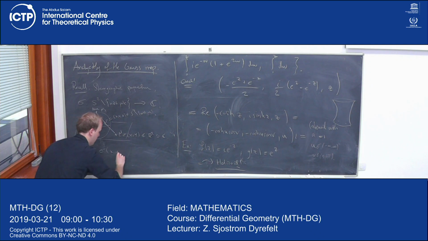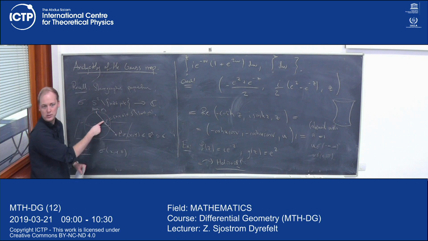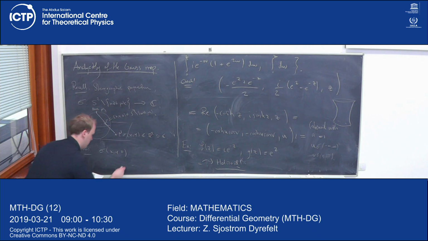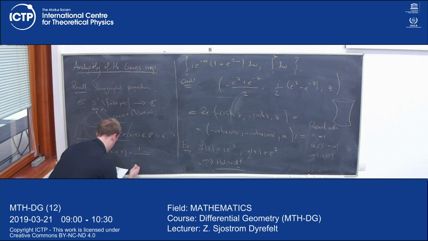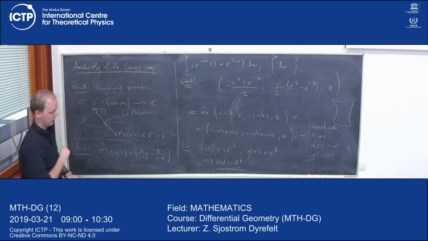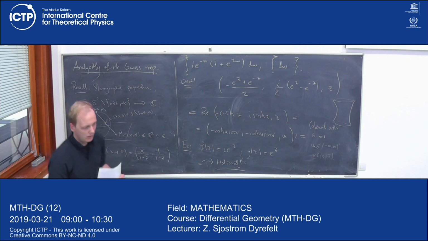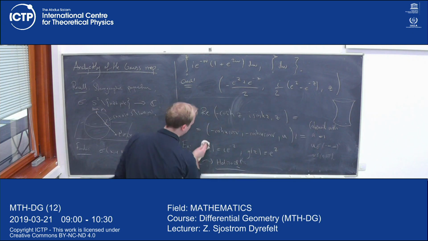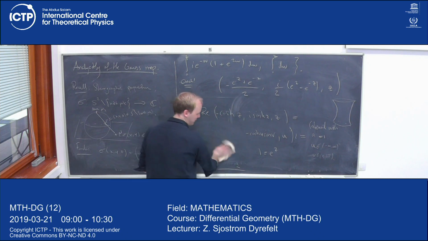You have sigma of (x, y, z), the projection of this point on the surface of the sphere down to the plane, equal to 1 over 1 plus x squared plus y squared. No, sorry, this was the other one. This was the inverse I started with. So it's equal to x over 1 minus z and y over 1 minus z. Okay, so this is the projection. And then what we'll be interested in is the inverse, the one that I started writing a bit too quick.